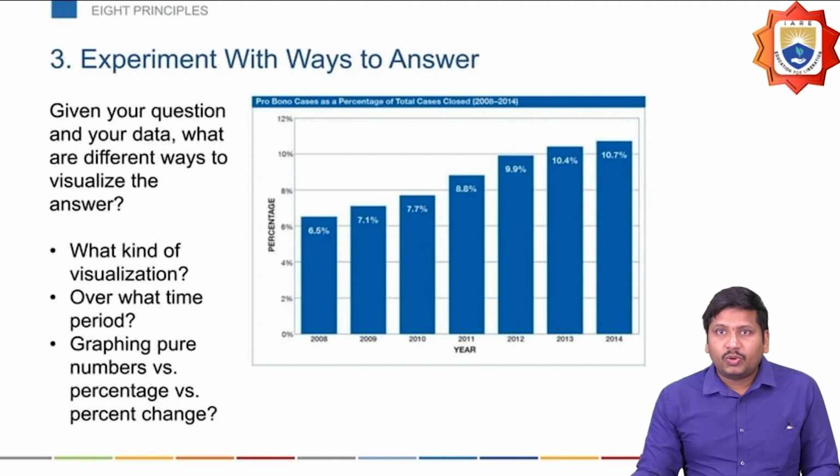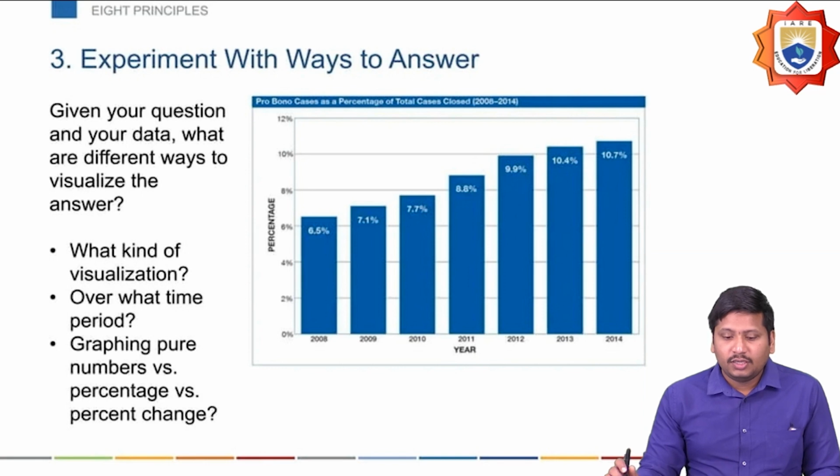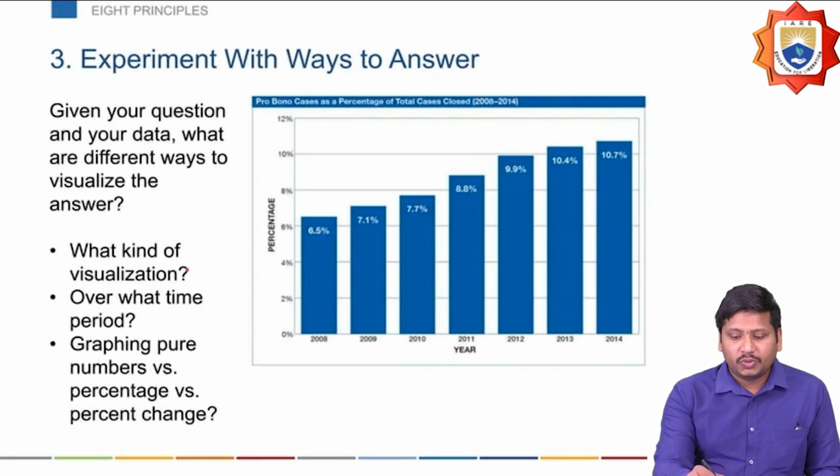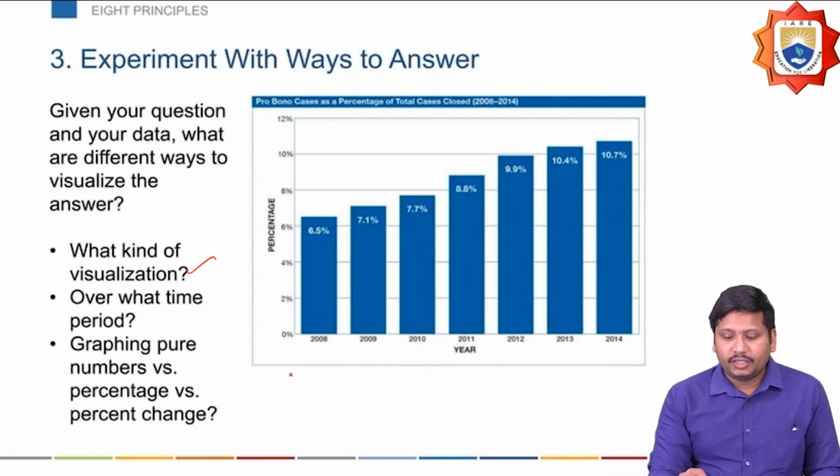The third principle we are going to follow here is to experiment with the ways to answer. What kind of visualization is it, and over what time period, and graphing pure numbers versus percentages. We have to be very clear with the experimentation and ways of answering.